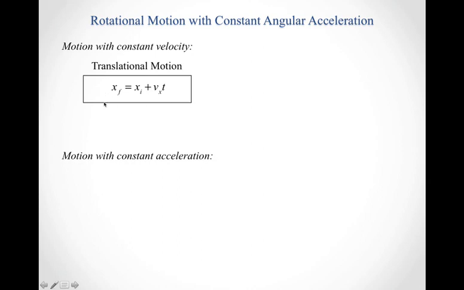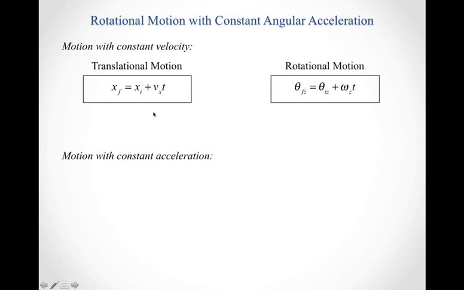So as a one-dimensional problem for an object moving in the x direction with a constant velocity, there was our equation. For rotational motion, there's a very similar equation. There's a couple key differences. The first, most obvious one, of course, is that we've swapped out our translational variables for rotational ones. So our x position has become a theta angular position. Our v velocity has become an omega angular velocity.